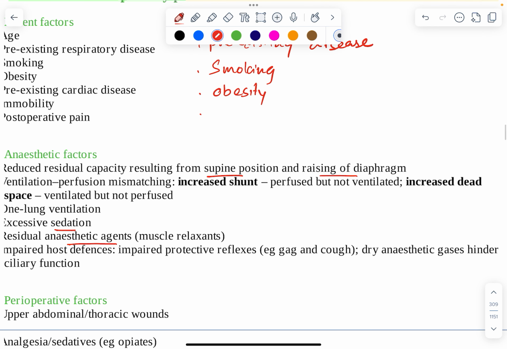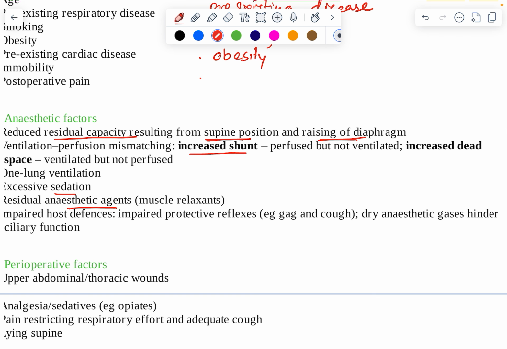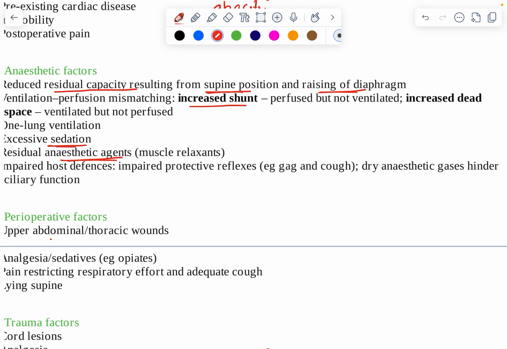Anesthesia factors: reduced functional residual capacity, resulting from the supine position and raising of the diaphragm. Ventilation-perfusion mismatch, increased shunt, and increased dead space ventilation. All of these can lead to one-lung ventilation, excessive sedation, and residual anesthetic agents. They may lead to infection.